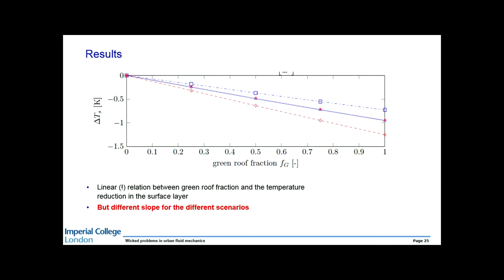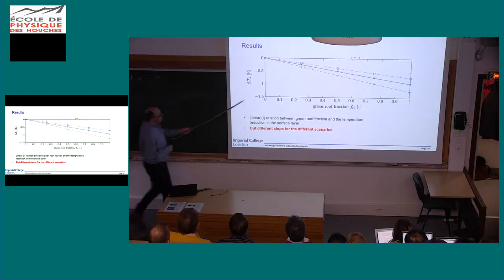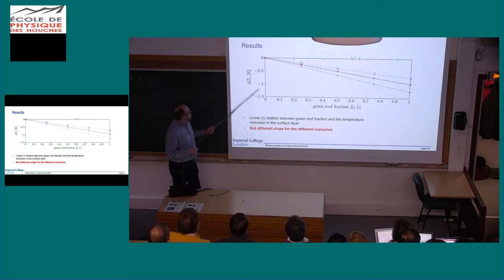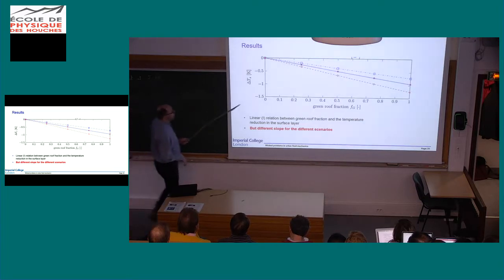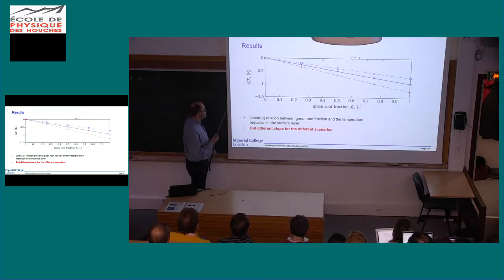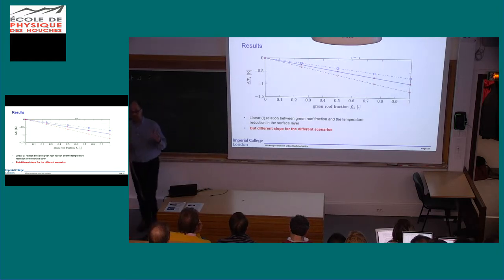Right, so what did we find? Well, we found that as you increase the green roof fraction, you get more evaporation and the temperature starts dropping. And what you also see is that not all the scenarios produce the same slope. Yeah, so it's linear, so that's nice. This function f is a really nasty function. So if you get linear behavior, that's quite exciting.